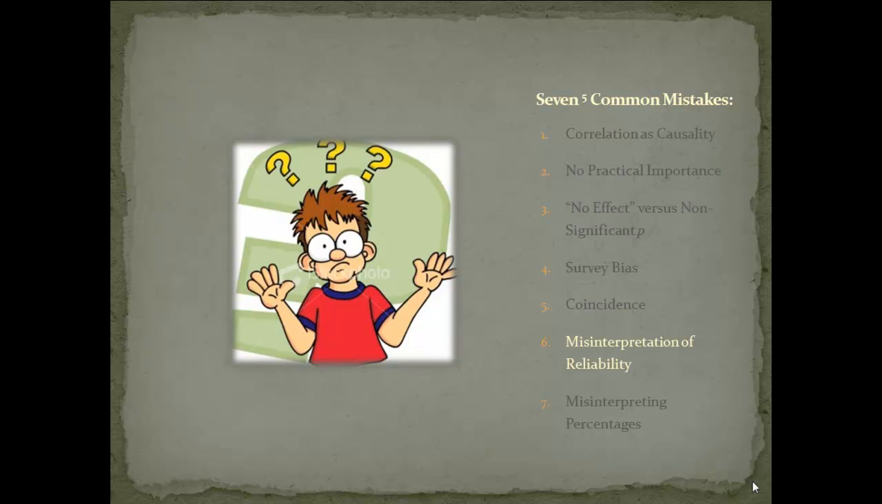So moving right along to number 6, misinterpretation of reliability. This is the idea that reliability is a function of scores, not measures.